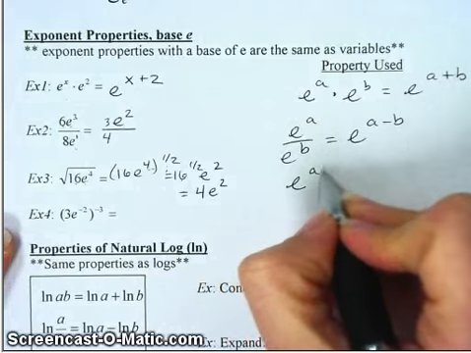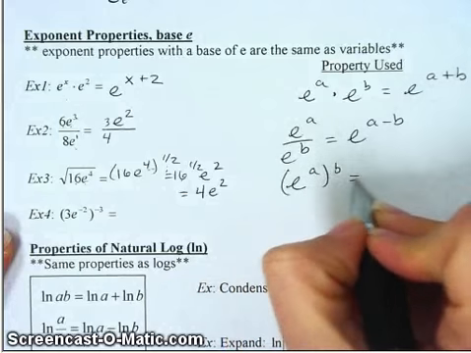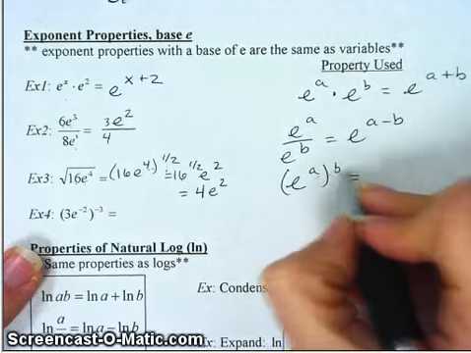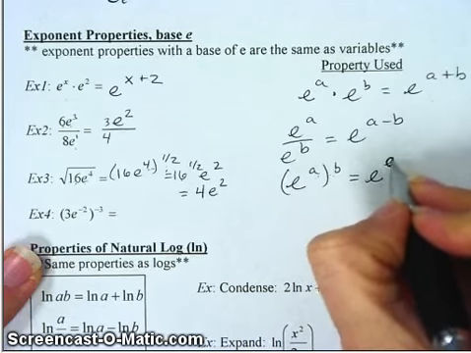Here you've got e to the a. The property is when we have our power of powers. So e to the a to the b is the same thing as e to the ab.